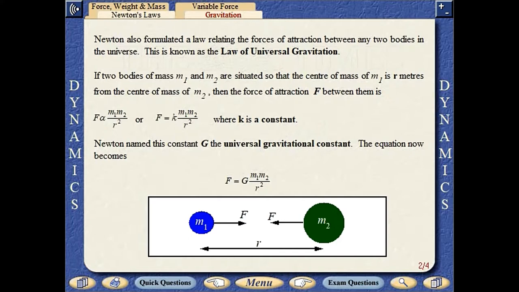Newton also formulated a law relating the forces of attraction between any two bodies in the universe. This is known as the law of universal gravitation. If two bodies of mass m1 and m2 are situated so that the center of mass of m1 is r meters from the center of mass of m2, then the force of attraction F between them is given by the formula shown here. Newton named the constant G, the universal gravitational constant.